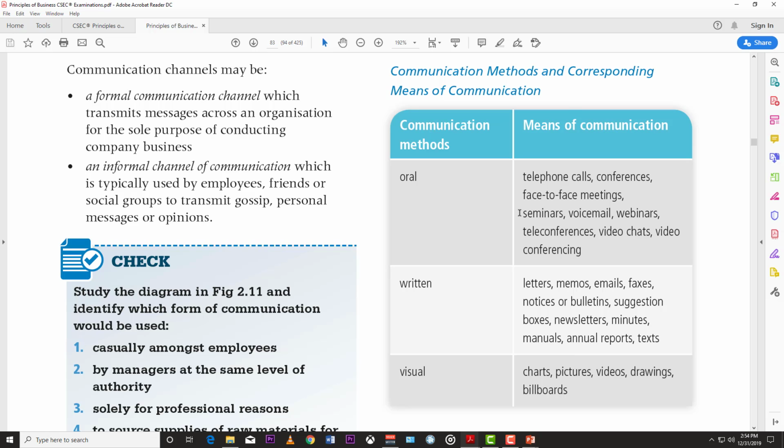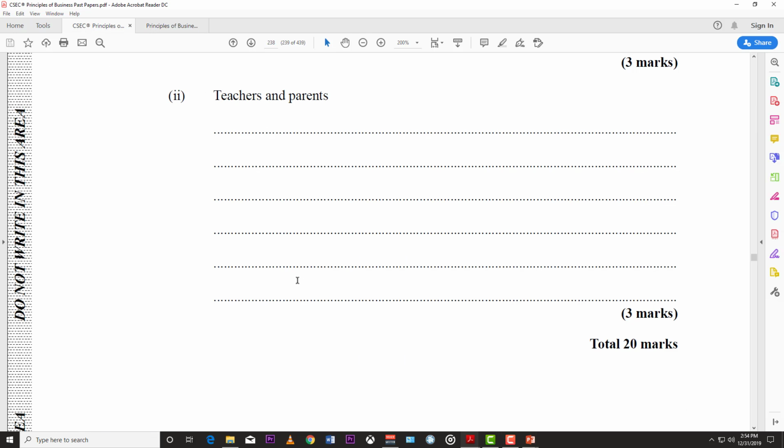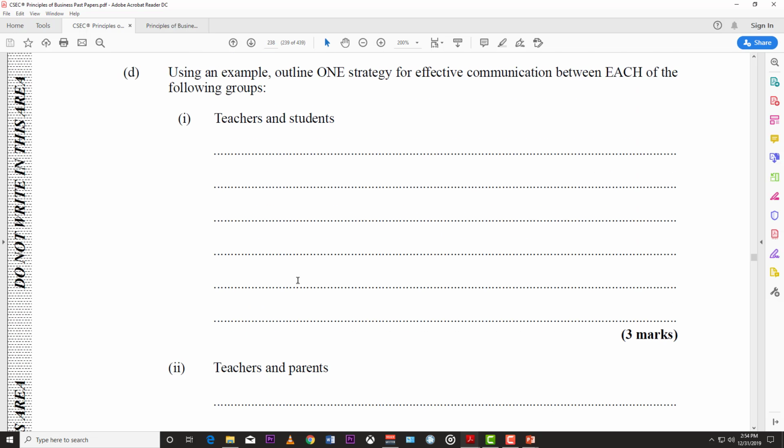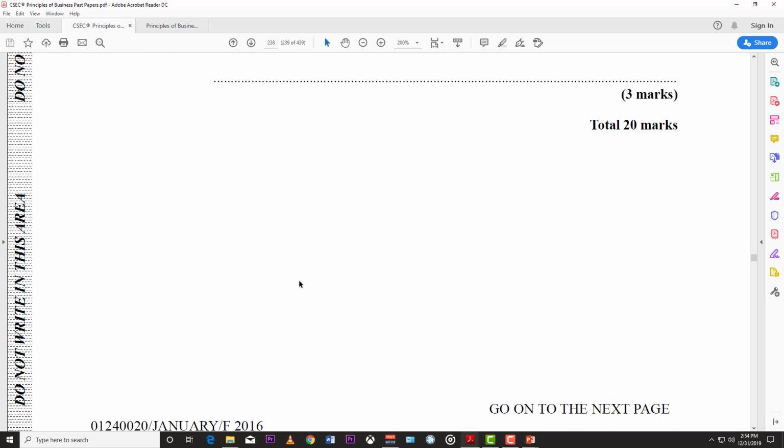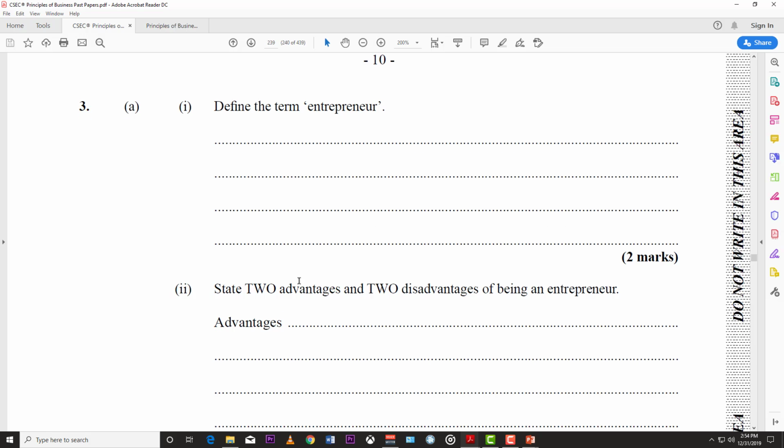So that one, once you explain it properly, you should be able to fully understand what is what, and you get easy 3 marks for each of those questions. You know, the methods of communication. That's 20 marks. Number 2 is done, 20 easy marks.